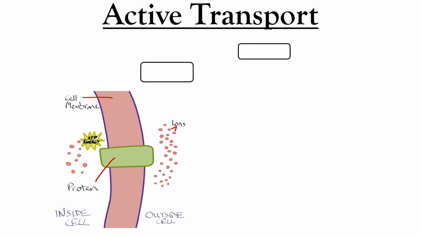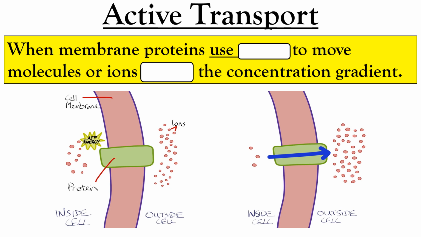Now, diffusion we looked at as an example of passive transport, but we do have active transport. So you can probably work this out. If passive transport doesn't require energy, then active transport does. So if you look at the cell membrane here, what you've got here is more of the substance, in this case it's ions, outside the cell than inside. So what you would expect is naturally by passive transport these would move into the cell. However, if you have got energy, when membrane proteins use energy, they can move molecules or ions against the concentration gradient. So this can occur, the opposite of passive transport.